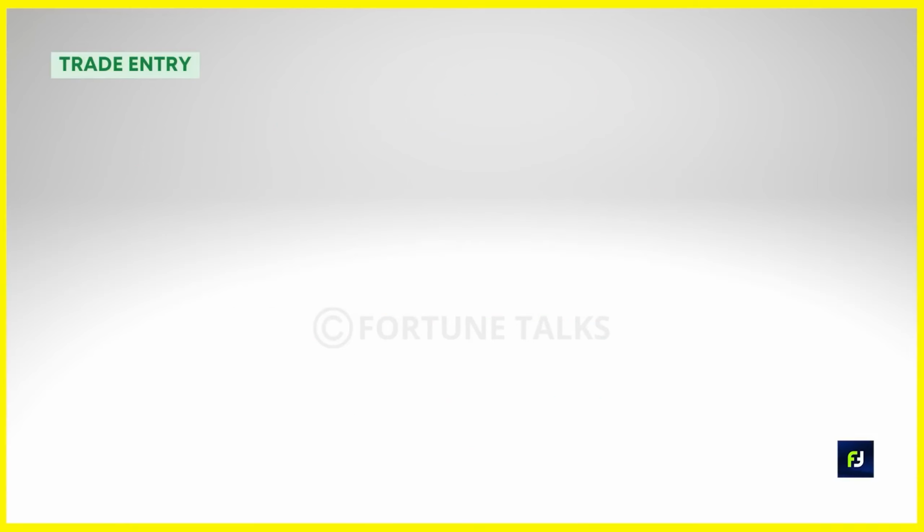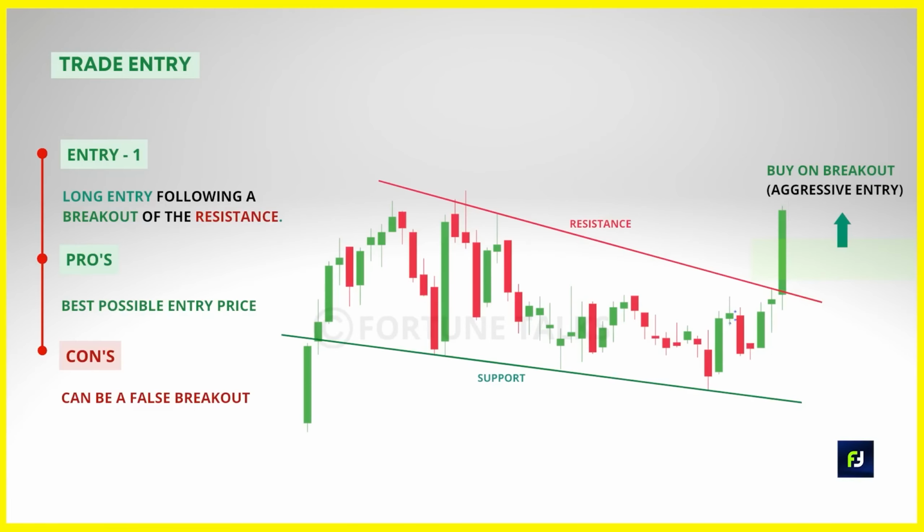Now we will talk about the entry criteria. So how do you better time your entry? The first approach is to go long when the price breaks above the resistance trend line. All you need to do is to place a buy order above the resistance line and you'll be immediately long when the price breaks out above the level. And if the breakout is real, this is one of the best prices to enter.